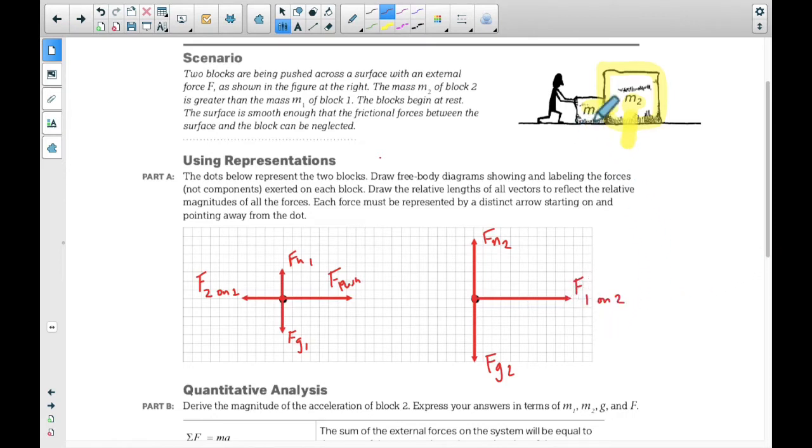Okay, and let's just inspect a couple of things. There is a person or a force pushing it, and they begin at rest. So they're beginning at rest, but they are getting pushed, and there is not enough friction to talk about. So if there is a force going on, this is going to continue to accelerate. So we are going to have a net vector that is going to the right.